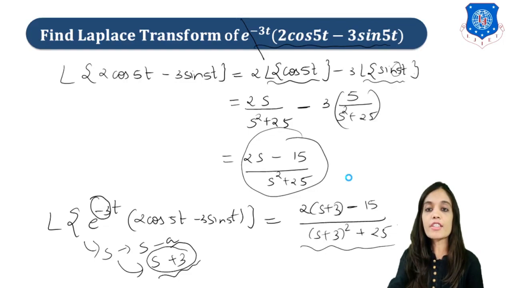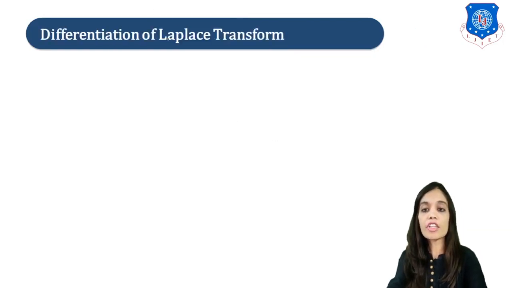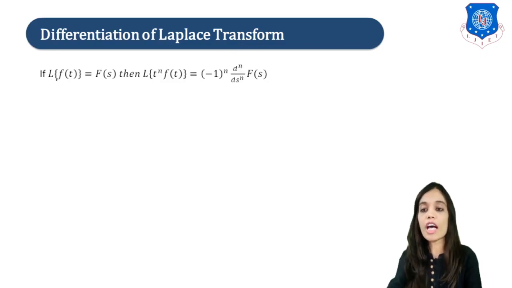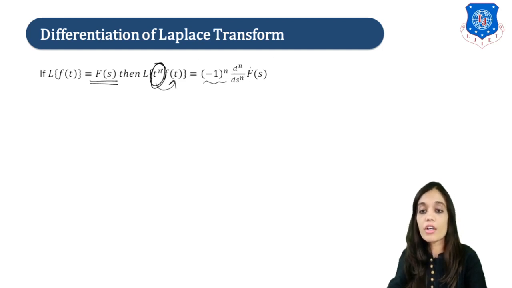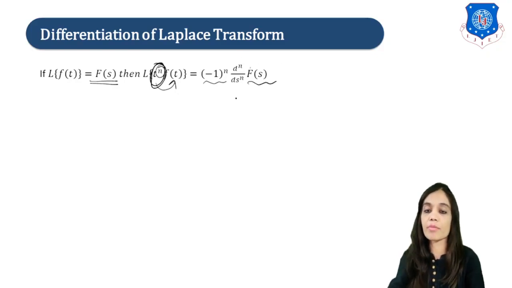Okay. So now let's move on to the next topic, that is differentiation of Laplace transform. So let us write the statement. So if Laplace of f of t is f of s, now we are multiplying by t raised to n. In the previous topic, multiplication was by e, so it is known as first shifting theorem. Now we have multiplication by t raised to n into f of t, right? So the formula is minus 1 raised to n, d raised to n by ds raised to n, f of s. So whatever is the value of n, we have to differentiate f of s that many times, right?